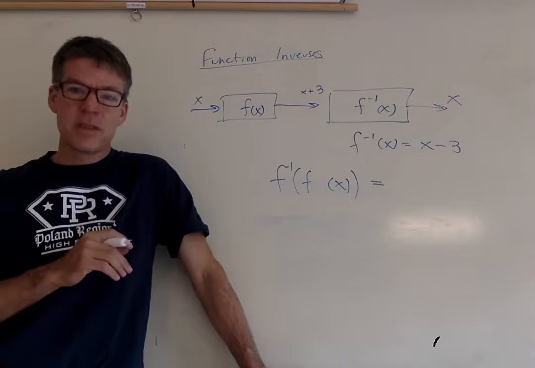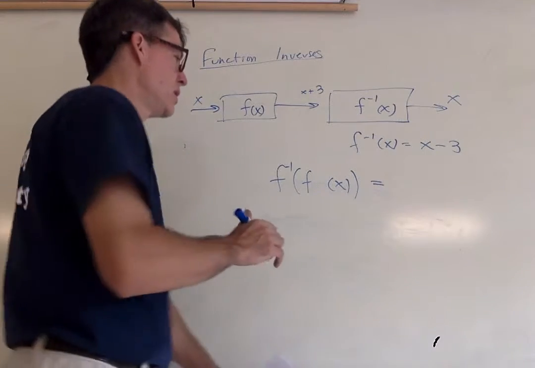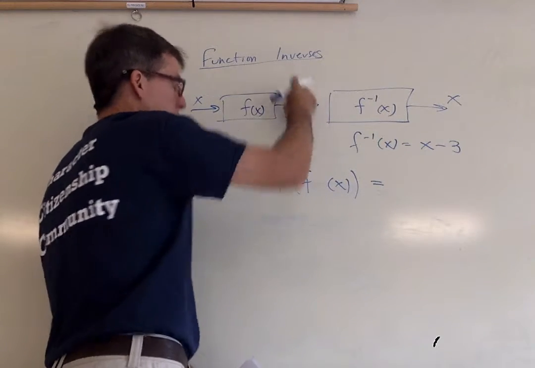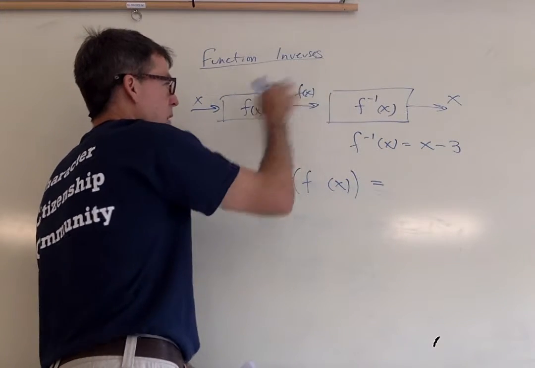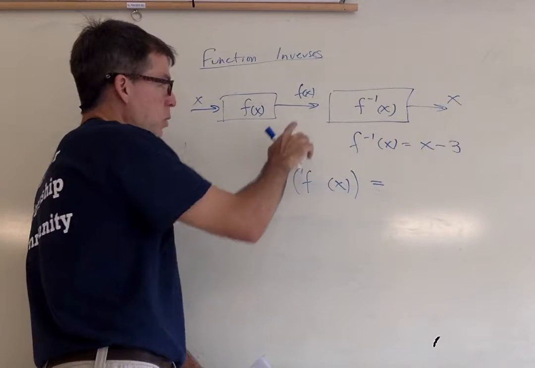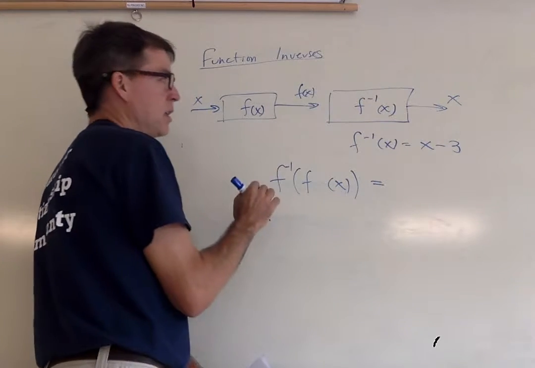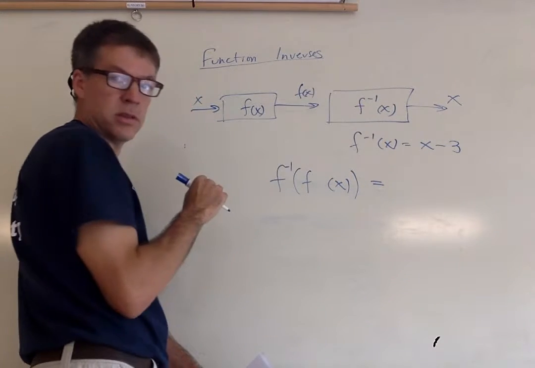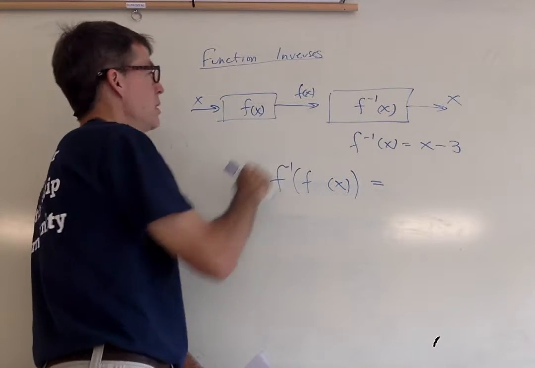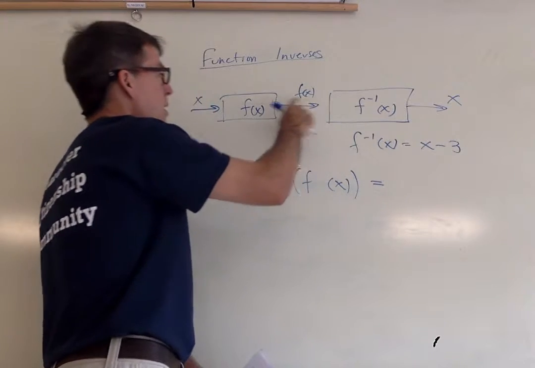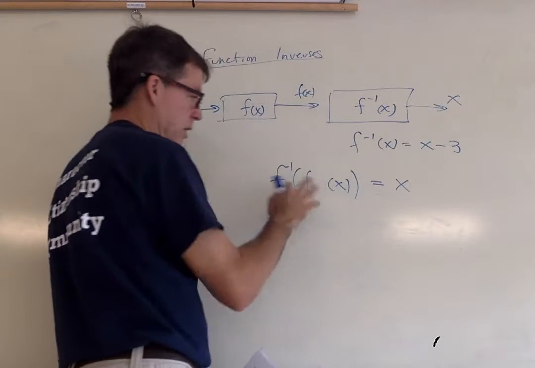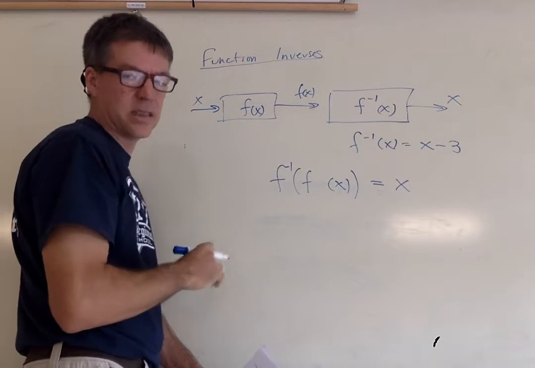Did you get x? It's x, and here's why. Do you agree that when we take this x in here, we're going to get f of x out here? Whatever this function does, it'll transform it into some number. And then, when we take that and put it into this guy, what does f inverse do? It undoes the other function. So whatever goes in here is going to spit back out the input. That's why we get an x out there. Does that make sense though?